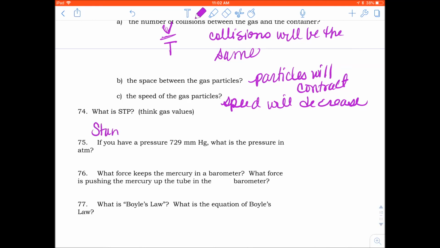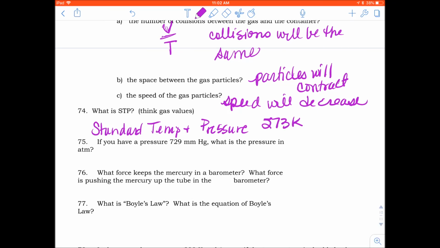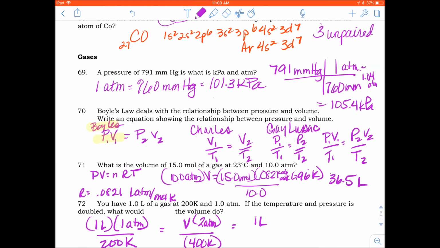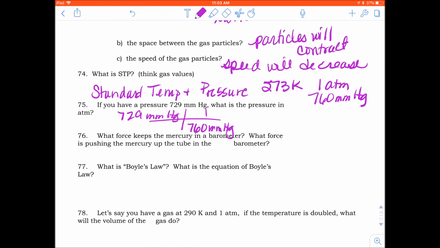STP stands for standard temperature and pressure. Standard temperature is 273 Kelvin. Standard pressure is 1 atmosphere or 760 millimeters of mercury or 101.3 kilopascals. If we have a pressure of 729 millimeters of mercury, convert that. Didn't we already do this? No. We did 791. All right, 729 divided by 760. 0.96 ATM.